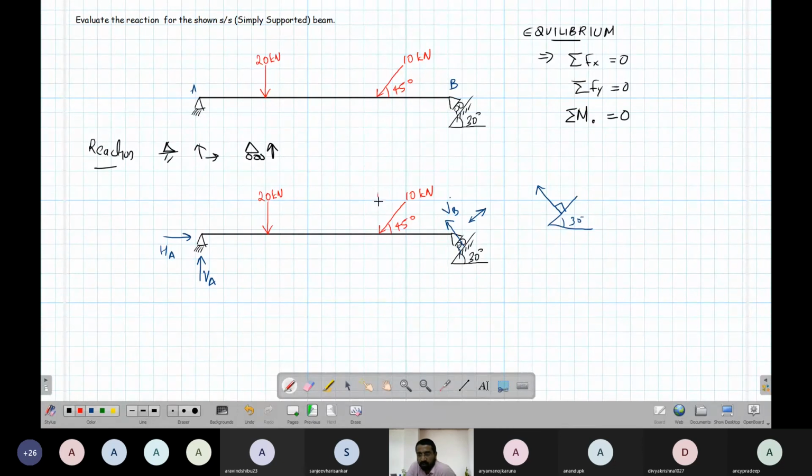So what about this force? What is its vertical component, horizontal component? So we know how do you find this. So you have to travel down then left. So that means my one force will be, so I'll use some other color here.